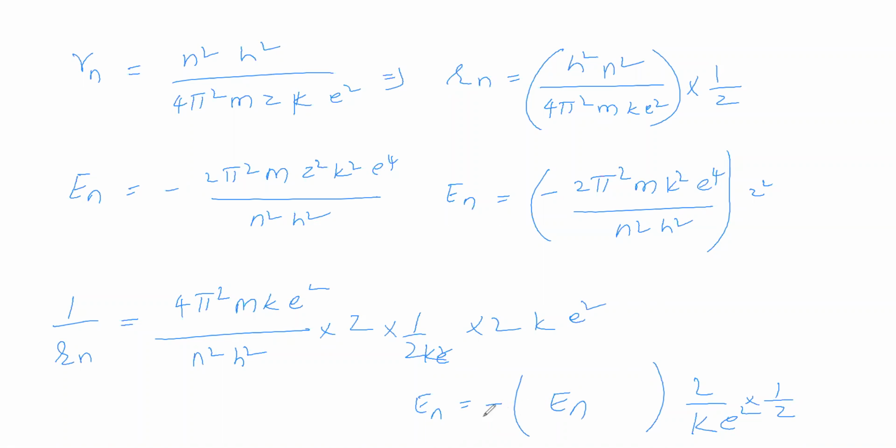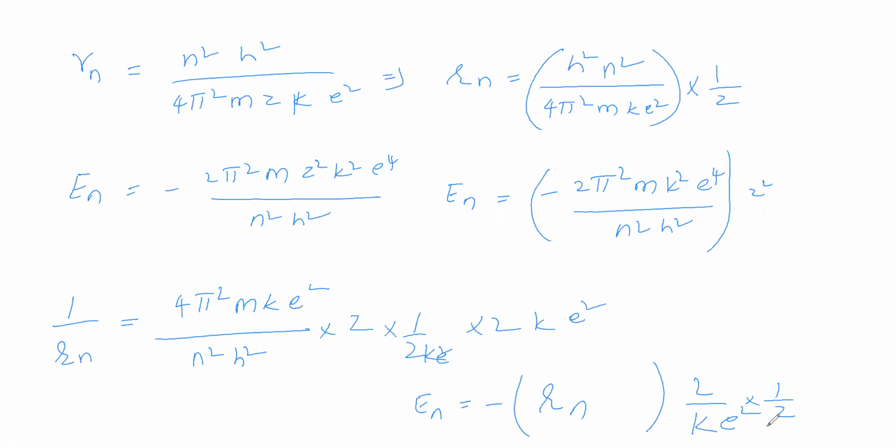So we have written En, then here we write Rn, the radius of nth orbit. Here z is there. Now 2 is constant, k is constant, e is constant, therefore we take all of this as a proportionality constant, and this z alone we take.